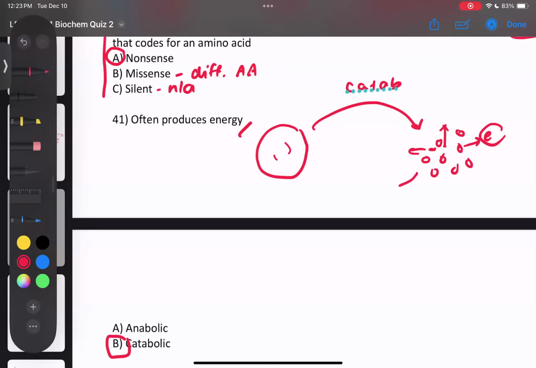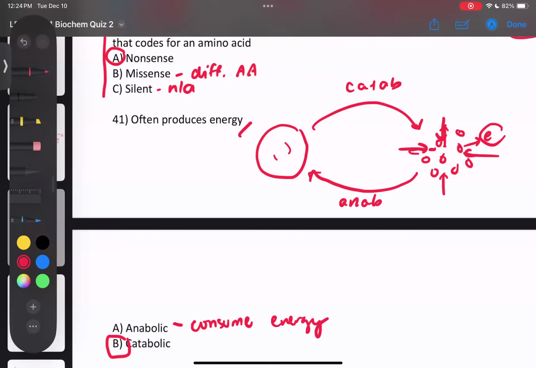Pero, going the other way around, if magiging anabolism yung gagawin mo, that means you need to use energy or absorb it from somewhere else to build these small things back into a large thing. So, pag anabolic, this one does more often than not consume or use up energy. Baliktad naman siya.